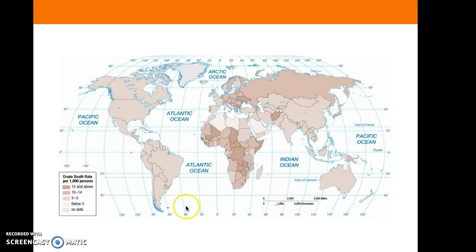Here you can see the crude death rate per 1,000 people. The crude death rate shows you how many people die per 1,000. The crude death rate in the U.S. is lower. And again, in areas with less access to healthcare, you'll have a higher crude death rate. You also might have a higher crude death rate in a country with an aging population. So if you have more elderly people in your country, you'll have a higher crude death rate. But in general, it correlates to lack of access to clean water, sewer systems, and medical care.